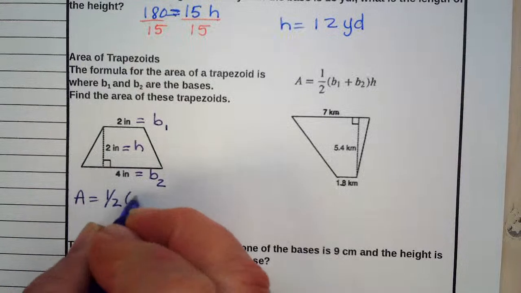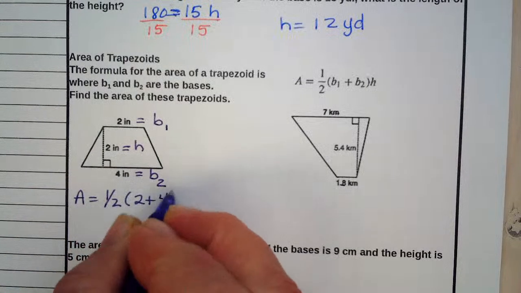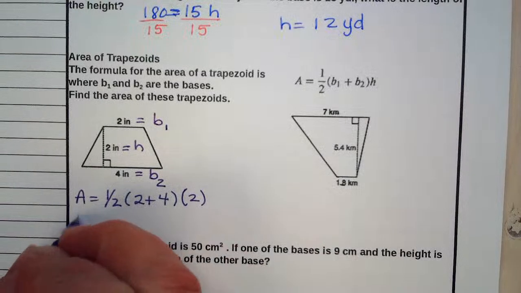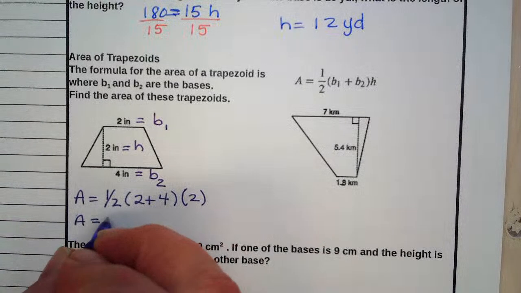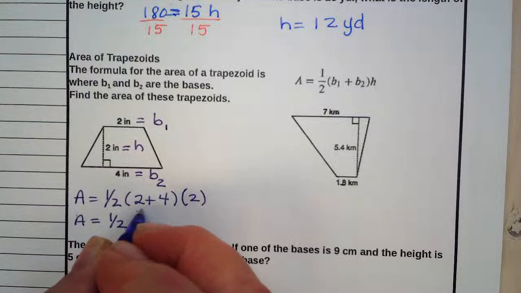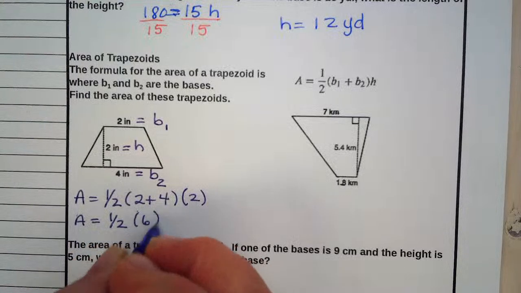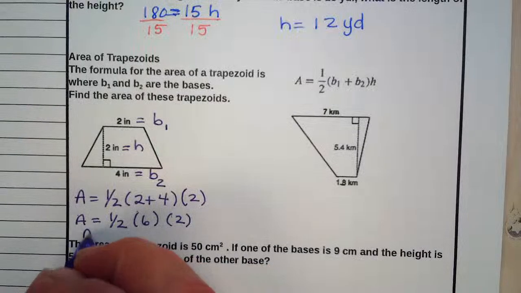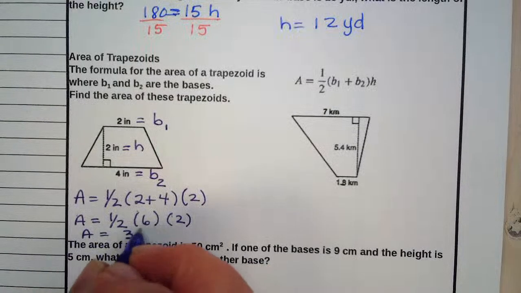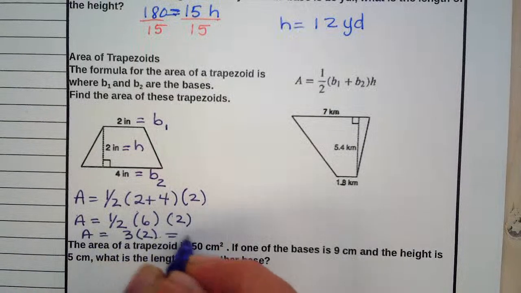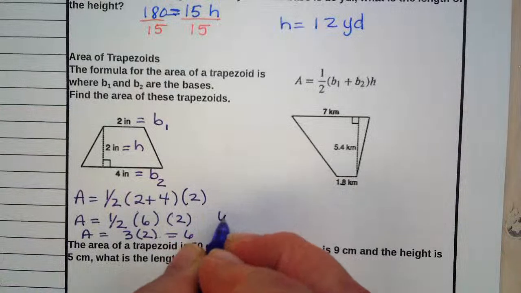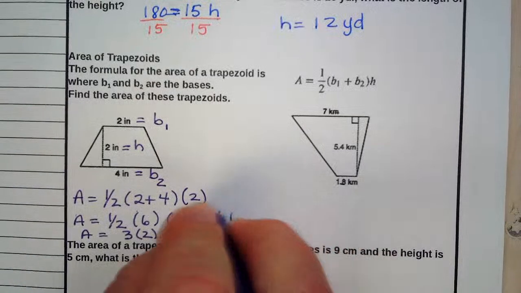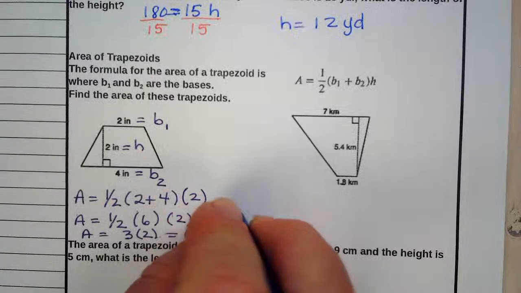So this becomes 1/2 of 2 plus 4 times 2. So 1/2 of 2 plus 4 is 6 times 2. 1/2 of 6 is 3 times 2, which gives me 6, and that would be 6 inches. Whoops, that's a horrible 6. 6 inches squared.